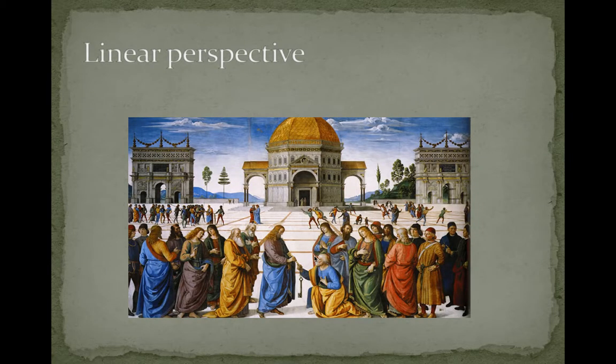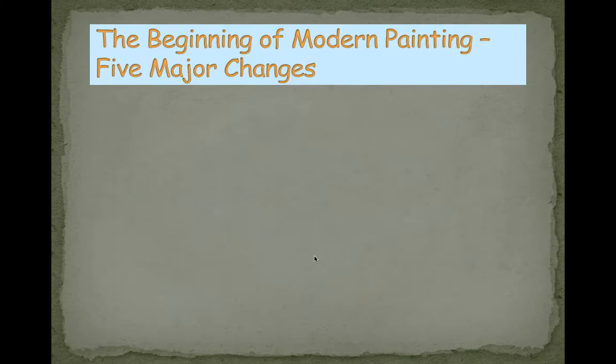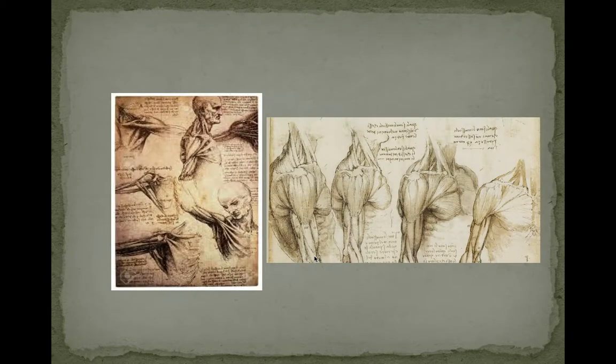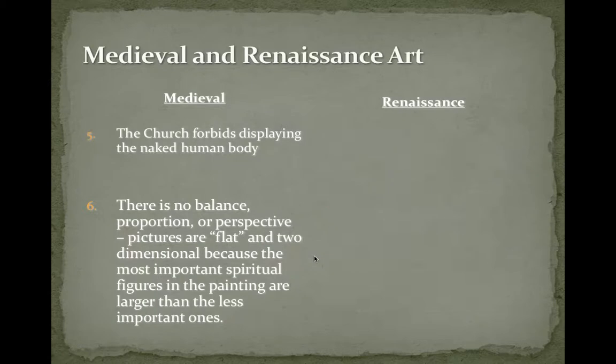Okay? To summarize, medieval art lacks realism. It is mostly religious, lacks emotion. The Renaissance is much more realistic. It is less religious, so it's more secular, and has a sense of perspective or depth.